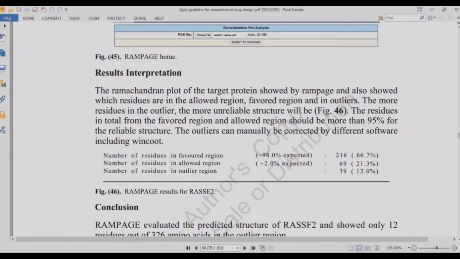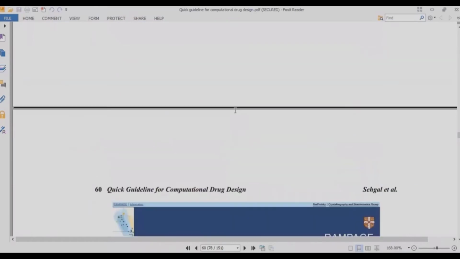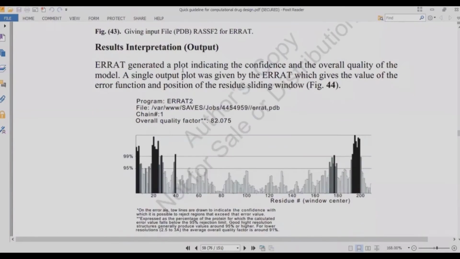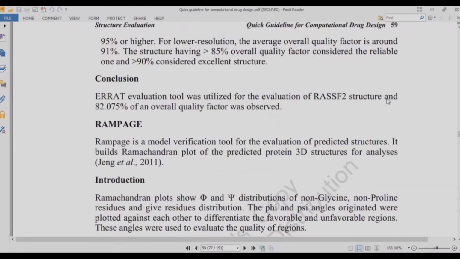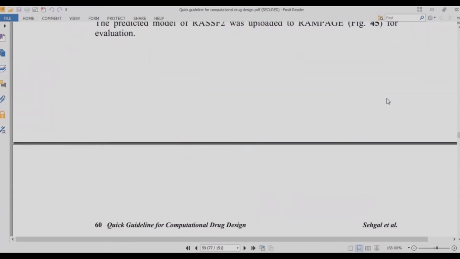You know how to use this software, and now we are on the results interpretation. First, the result interpretation of ERRAT. ERRAT generated a plot indicating the confidence and the overall quality of the model. A single output plot is given by ERRAT. The results are not given in much detail here. You can read any paper that has ERRAT results; in the discussion section you will find a detailed discussion of the results, if you are interested in the evaluation by ERRAT.